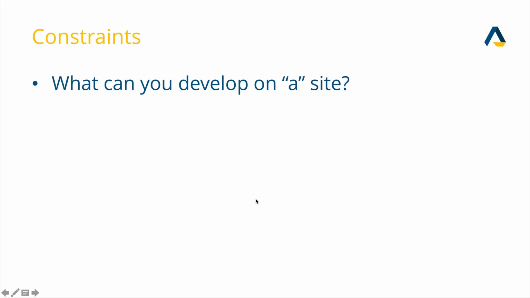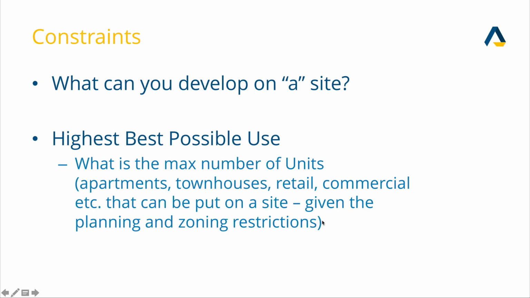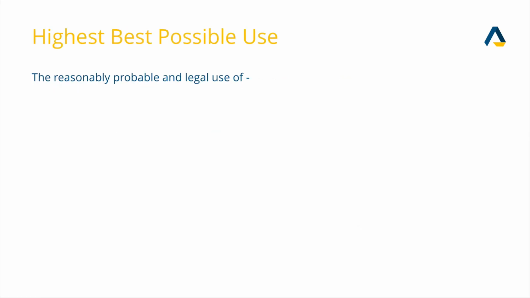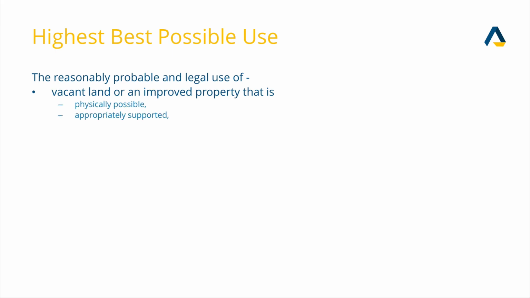So, what can you develop on a site? Again, it goes back to the highest and best possible use. That is, what is the maximum number of units, apartments, townhouses, retail, commercial, or mix of both, that can be put on a site given the planning and zoning restrictions? So, what exactly is highest and best possible use? It is the reasonable, probable, and legal use of a vacant land or an improved property that is physically possible, appropriately supported, financially feasible, and that results in the highest value.